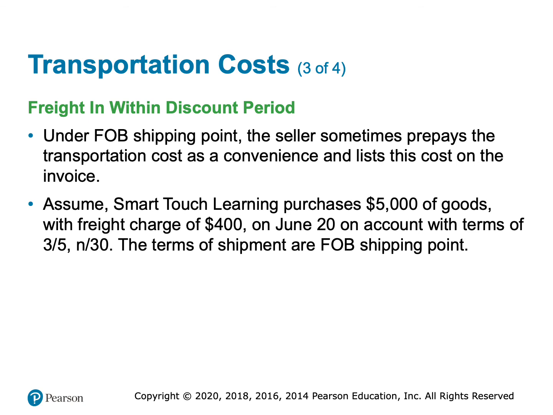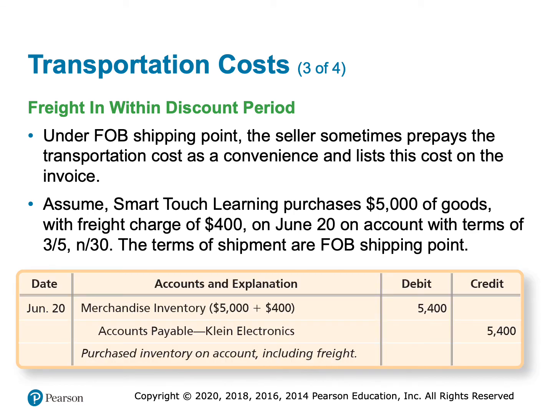Now, sometimes the seller will prepay the shipping cost and then they will put it on the invoice with us. So for example, we purchased $5,000 worth of goods, and then there's $400 of freight charges tacked onto that, and we got some discount terms of 3/5 net 30, which means we get a 3% discount if we pay within 5 days. So in that case, we would debit inventory for the full 5,400, the 5,000 of goods plus the 400 of shipping, and we're going to credit accounts payable for 5,400.